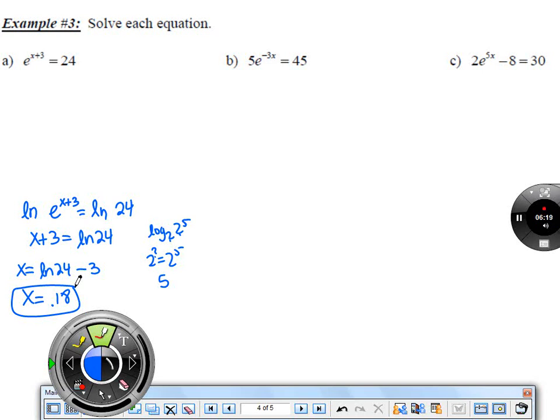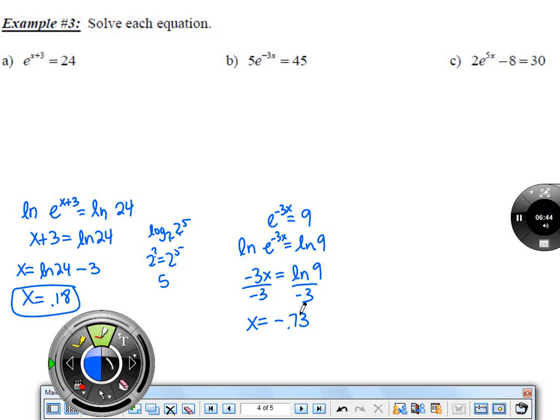So for the next equation, I would divide both sides by 5. So I'd have e to the negative 3x equals 9. I would take the natural log of both sides. And then I would have negative 3x equals the natural log of 9. And I would divide both sides by negative 3. And in the calculator, when you do that, you should get negative 0.73. Again, our test will most likely be no calculator. So you would just leave answers in this form of x equals natural log of 9 over negative 3, and that would be fine.